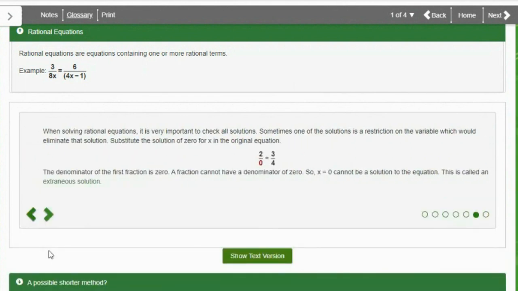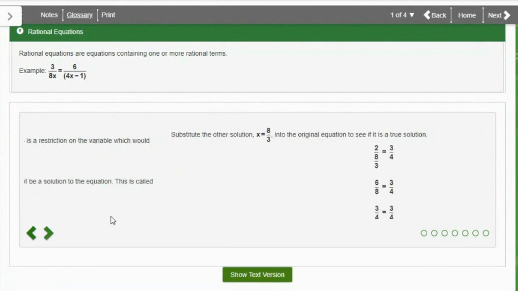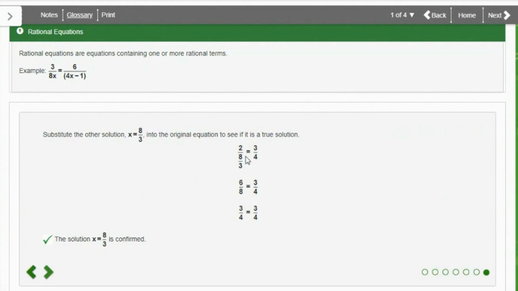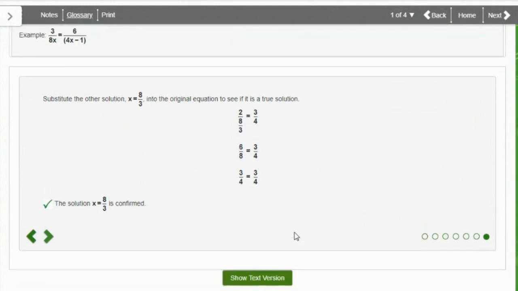Substitute the 0 in. It doesn't work. It's an extraneous solution, a solution to an equation that does not fit the requirements of the original equation. So we throw that one out. And then they test the second one. They just jumped straight from 2 over 8/3 to 6/8. I did the steps in between. But 2 divided by 8/3 is 6/8, and it does equal 3/4. So it's a confirmed solution.